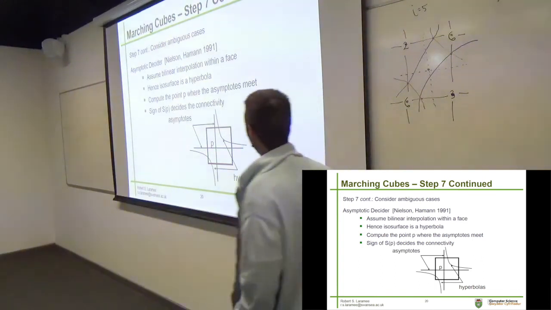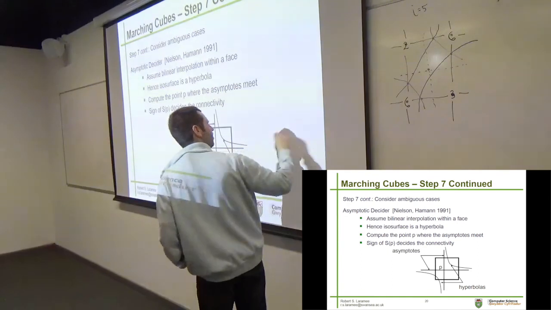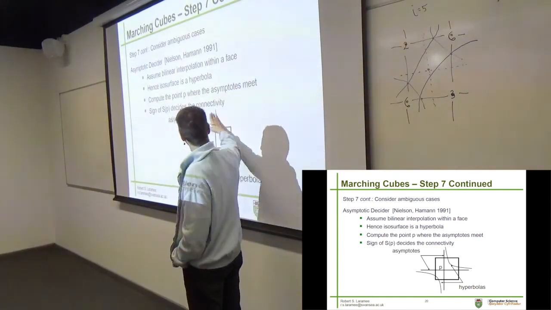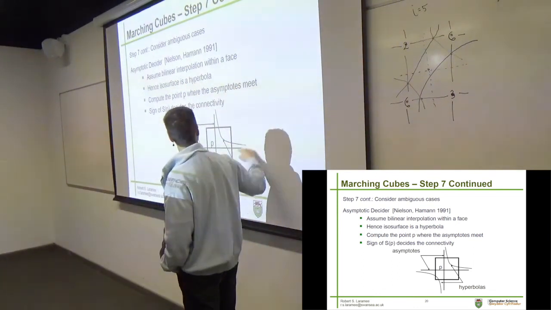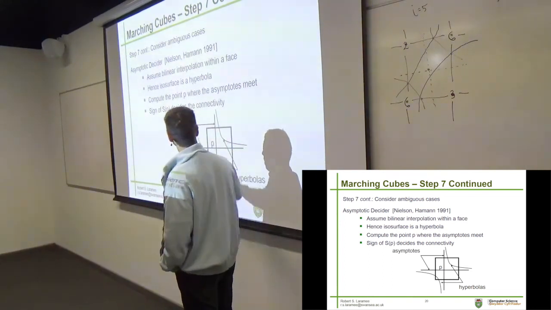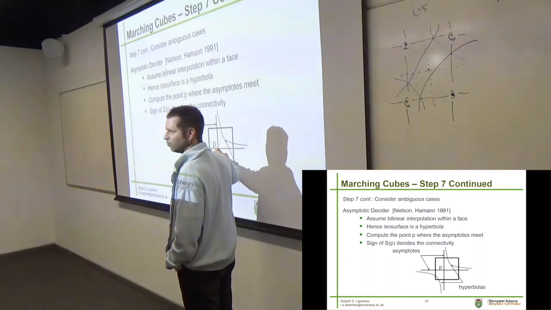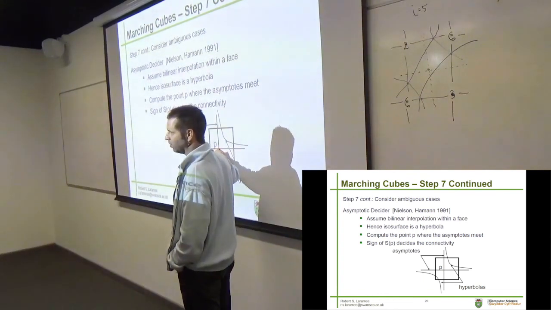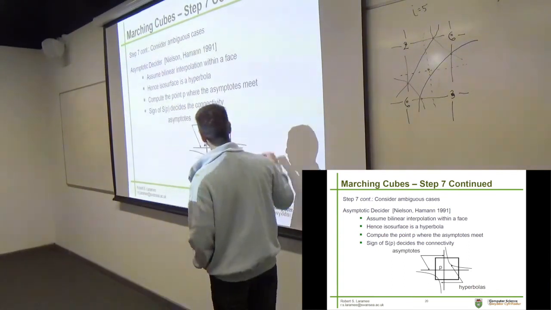And another one is called the asymptotic decider. It's very similar to just subdividing. We assume that a surface can be approximated by two hyperbola. We compute the location of those, and then we test the points at this intersection point. We test the data value using interpolation at this data point, and we use the sign of that, inside and outside, to determine if this is the correct approximation or not.